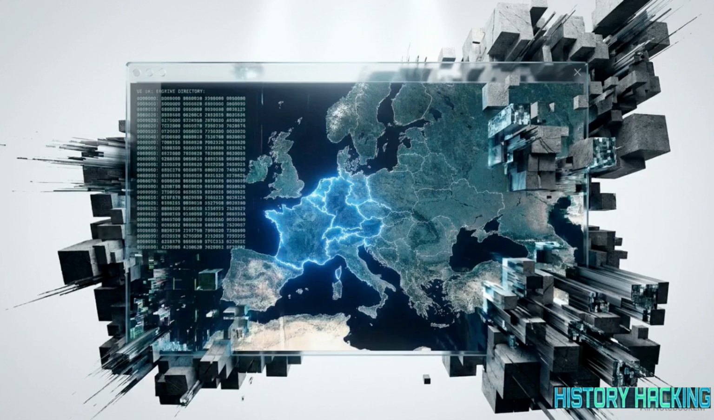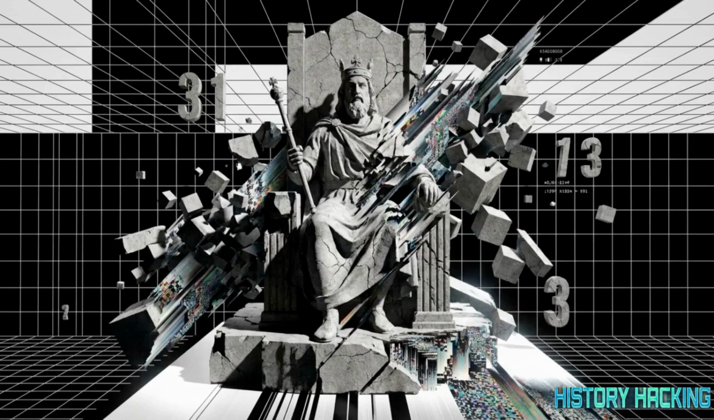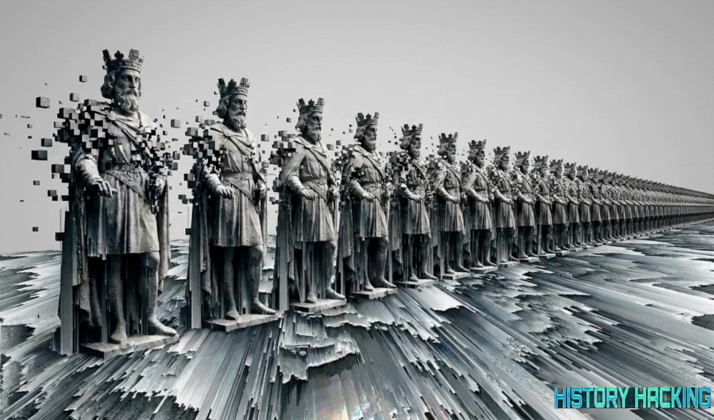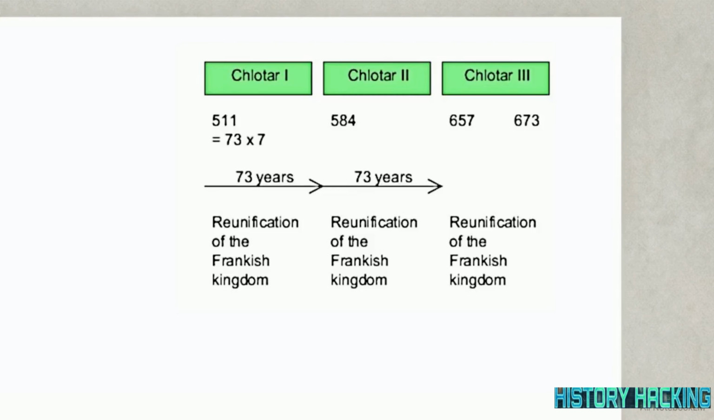We see this code execute in the directory of the Frankish Empire. The Merovingian kings appear in our records as a founding dynasty, but their timeline functions more like a sequence of system avatars. This chart maps these kings. Clotar II takes power 73 years after Clotar I, and Clotar III follows 73 years later.